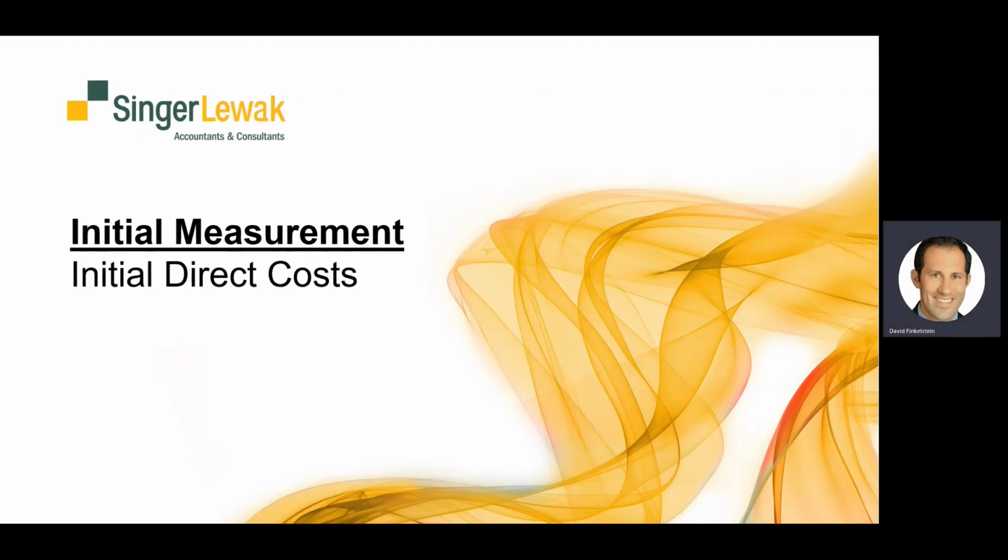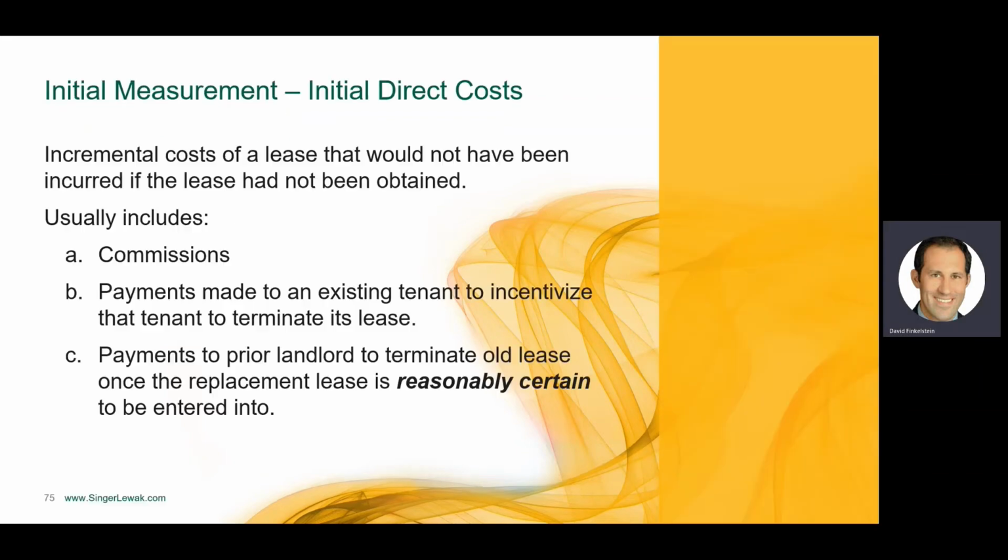For the consideration of initial direct costs, the incremental cost of a lease that would not have been incurred if the lease had not been obtained is what's considered an initial direct cost. This usually includes things such as commissions, or payments made to an existing tenant to incentivize that tenant to terminate its lease, or payments made to prior landlords to terminate old leases once the replacement lease is reasonably certain to be entered into.